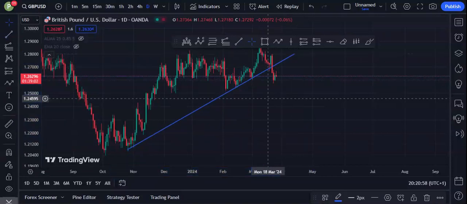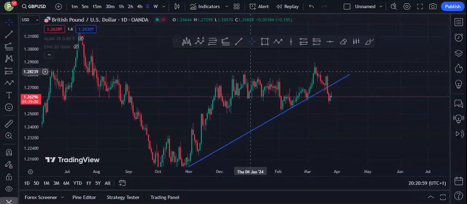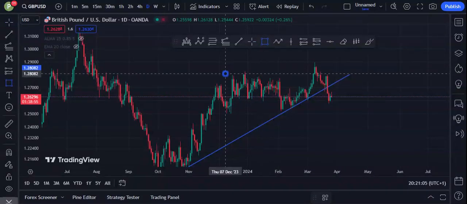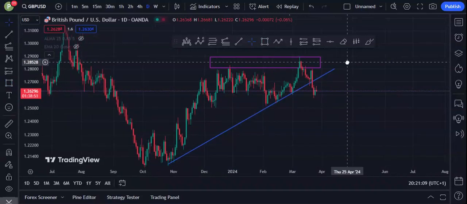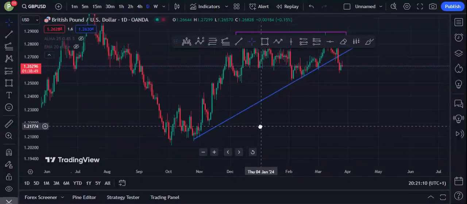So I'm picking here. If you look at this, I could say this place is like a resistance point because there's lots of market movement. I'm going to come back to explain the resistance point. So now the market is going upwards.